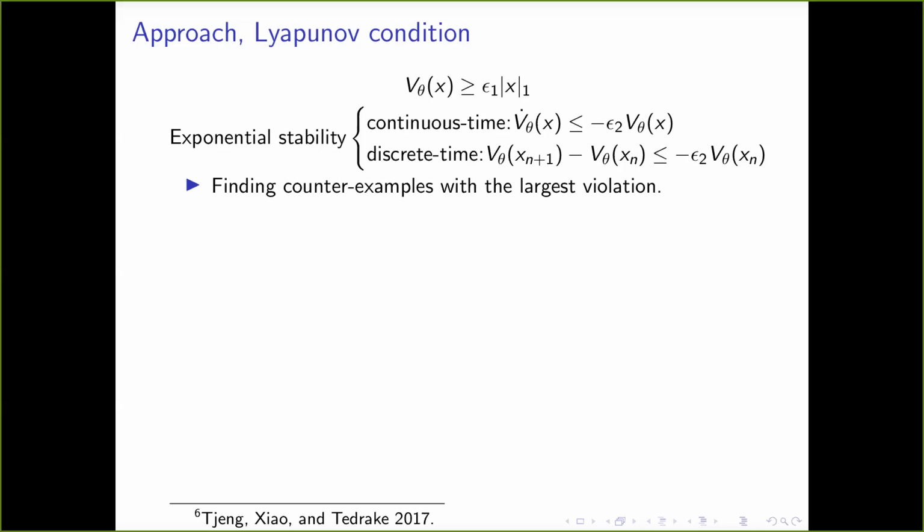Let's use the positivity condition in the boxed equation as an example. We can move V_theta(x) to the right-hand side of the inequality. And to find counterexamples, we maximize the term on the right-hand side. If the objective of this maximization is greater than 0, then we find a counterexample. If the objective is 0, then we prove that the positivity condition is satisfied.